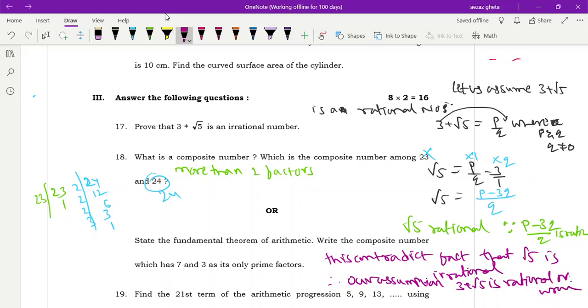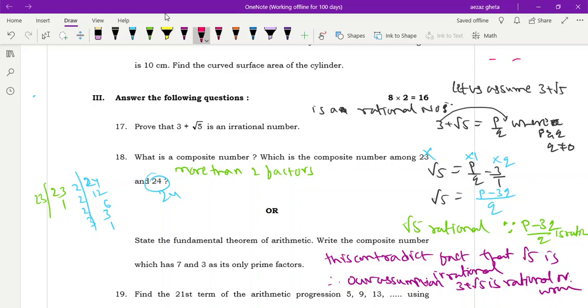The next question is, state the fundamental theorem of arithmetic. People don't memorize this statement, so you guys need to memorize it. What is the fundamental theorem of arithmetic? Every integer greater than 1 can be represented as a product of prime numbers. Please note down what I am dictating. Every integer greater than 1 is represented as a product of prime numbers.